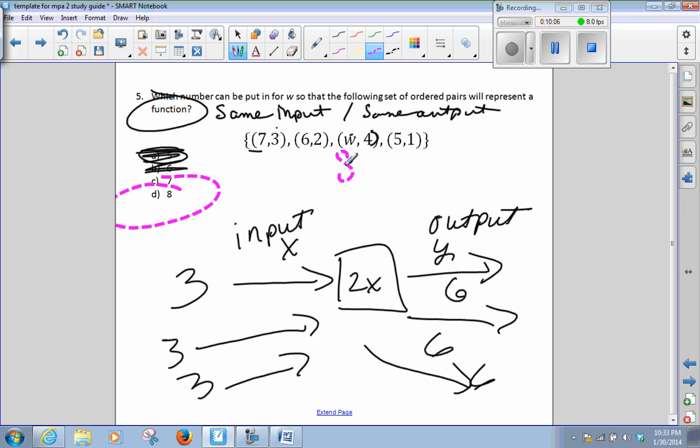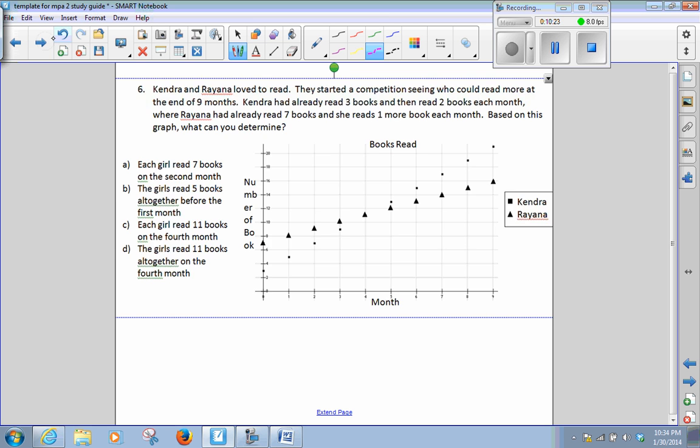Because if I put in 8 for W, all of my inputs are different, which means that I don't have to look to see if they have the same output. So therefore, I have found my number that makes it a function. If all your inputs are different, you automatically assume it's a function.